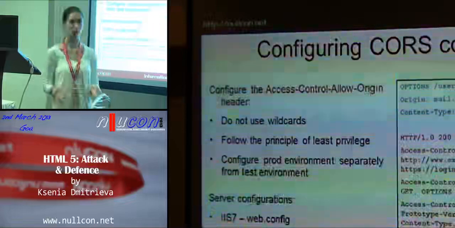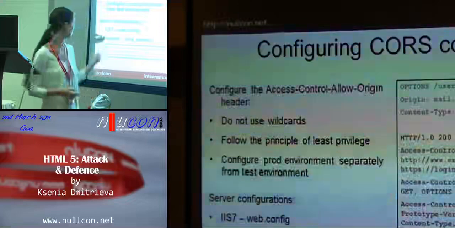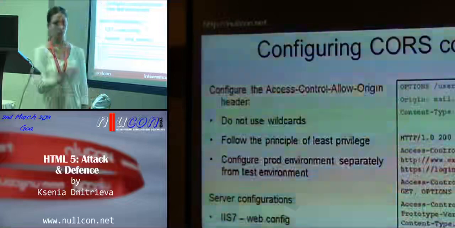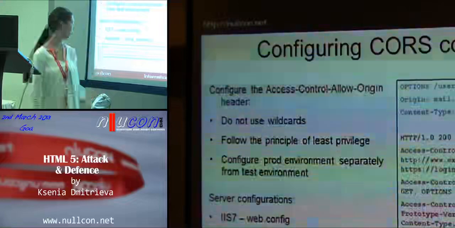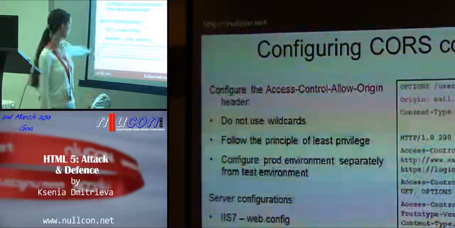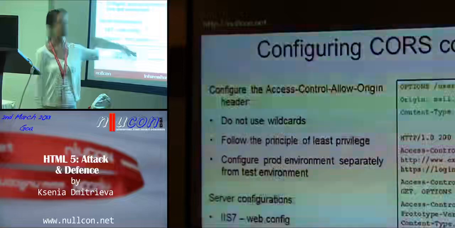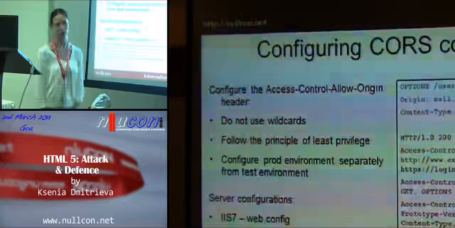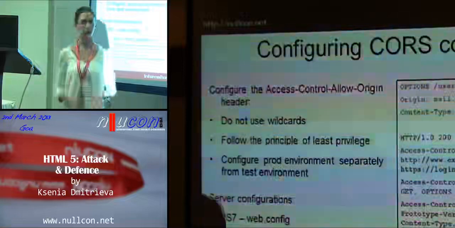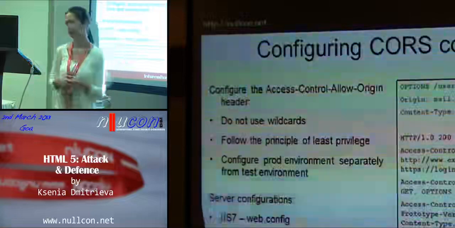And it's very simple to configure. Like in IIS 7, you just write a couple lines in web.config. In Apache, you use mod_headers. You say, Header set Access-Control-Allow-Origin, and you specify the list of domains. So a couple lines of code makes your application protected.